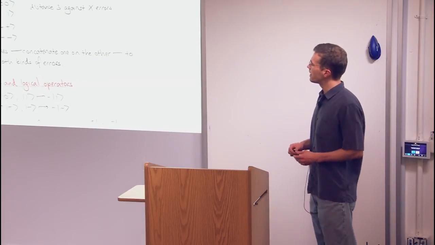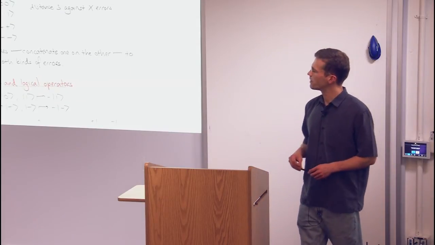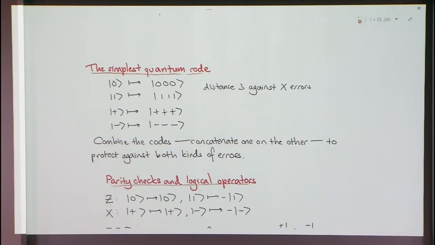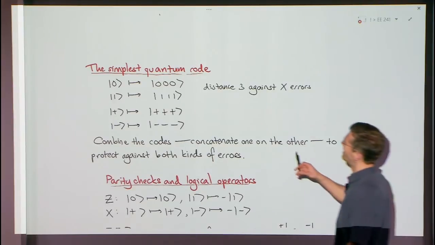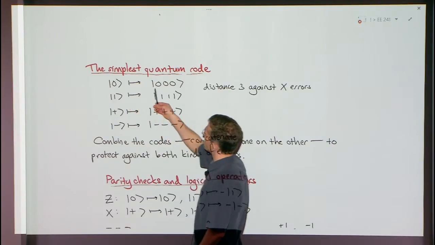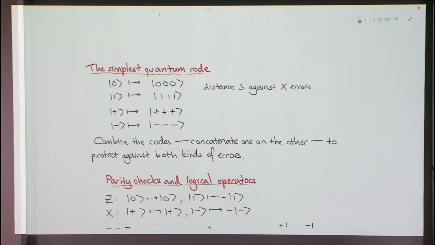Okay, so with this background, we can already give a simple quantum error correcting code, and finish up this talk maybe. So let's just start with the classical code. We take ket 0 to 0, 0, 0, ket 1 to 1, 1, 1. That's the repetition code. Let's do the same in the dual basis.